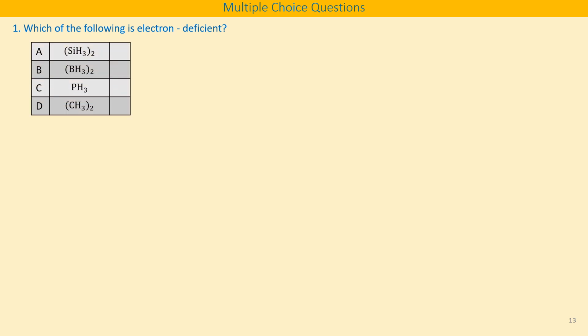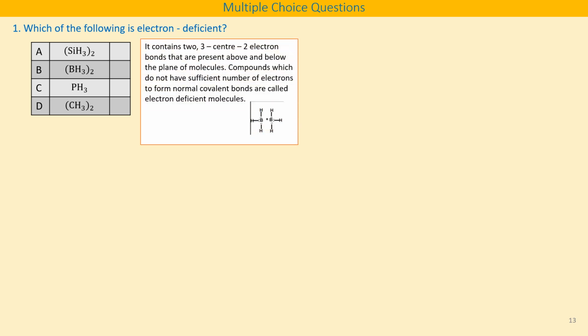Let us quickly solve some MCQs. Which of the following is electron deficient? Four options are given: SiH3 whole 2, BH3 whole 2, PH3 whole 2 and CH3 whole 2. So you have to select the correct option which is electron deficient.